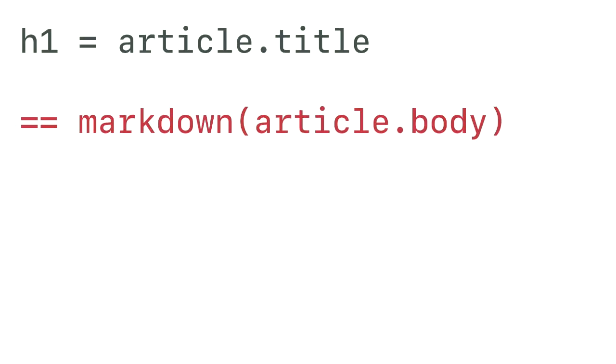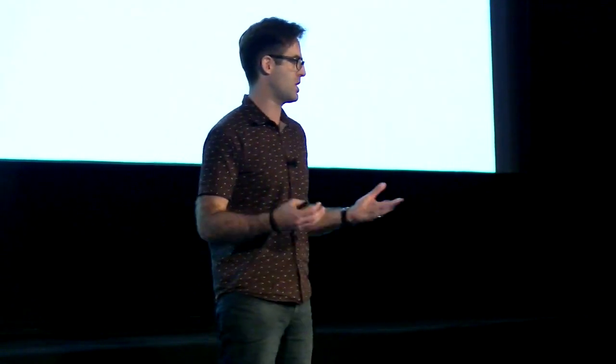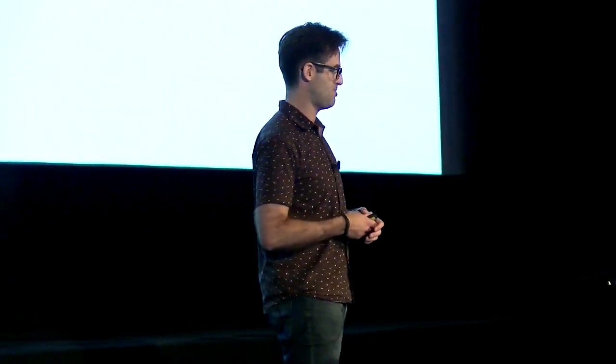So here's how we might have used a helper before, to render an article's body from its markdown source. Now, the downside to using helpers like this is that we now have to remember to use it in every single place we deal with an article. And then the accumulation of hundreds of these across a whole range of concerns is what got us into this mess in the first place.